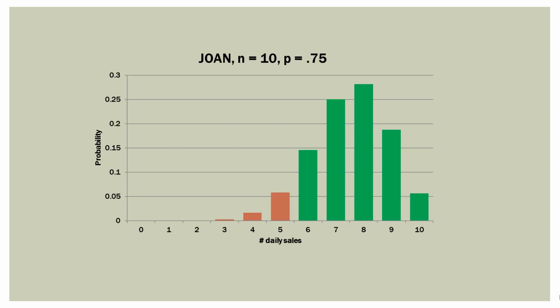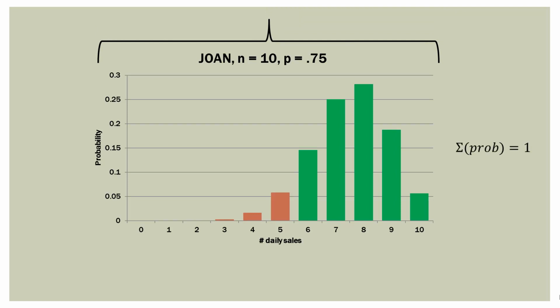The bottom is the number of sales she makes in any given day, and the left is the probability. Now, a few things we know. This entire distribution has to add up to 1. So the height of every bar in this distribution, if we added them all together, would add up to 1. And that's very important for figuring out these types of problems that we're going to do in this video.